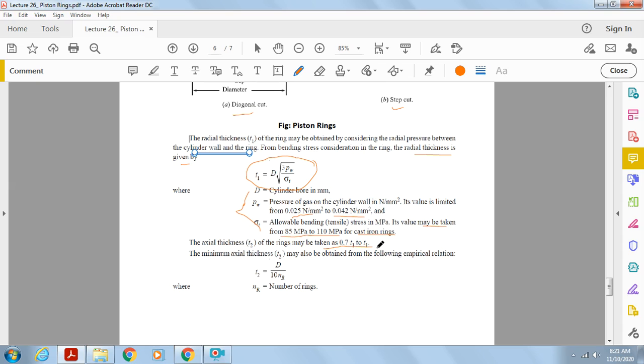The minimum value of the axial thickness, that is T2, may also be determined from the following empirical relation, that is T2 equal to D by 10 NR. NR means number of rings, okay, depending upon the number of rings. As you see, when the number of rings is less, the T2 value will be more. When the number of rings is more, the T2 value will be less. So from this expression also we can determine the minimum axial thickness value.